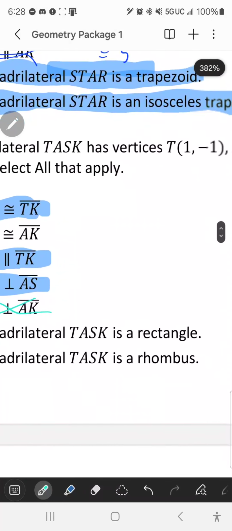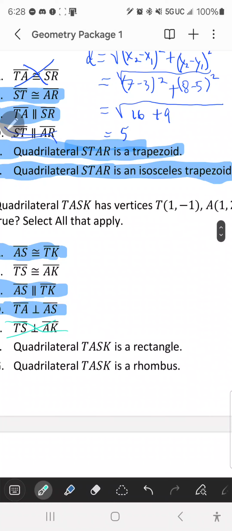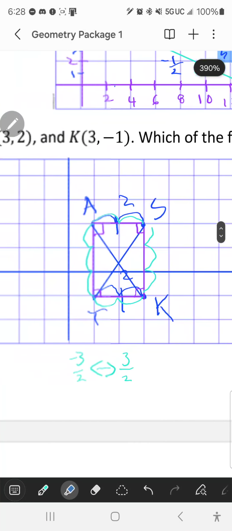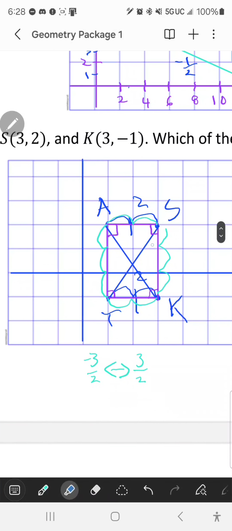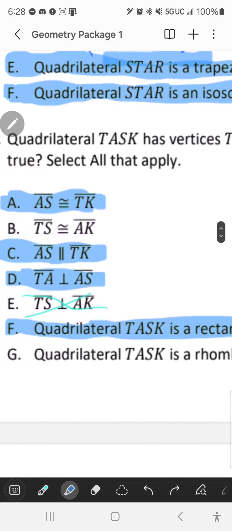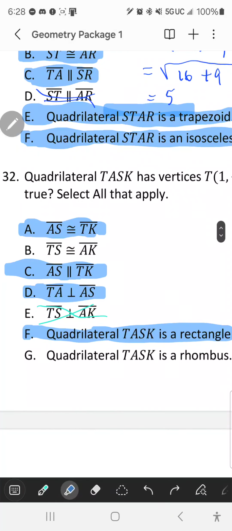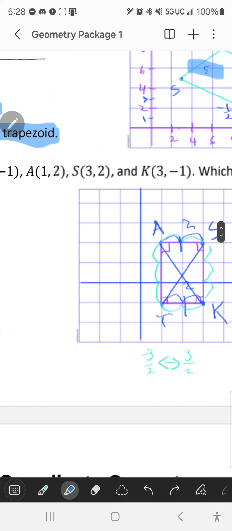Now, is quadrilateral TASK a rectangle? Yes. Why? Because the four sides are perpendicular. AS is equal to TK and TA is equal to SK, because we can easily visualize it in the graph. And now that we know that TASK is a rectangle, I want to go to part B.